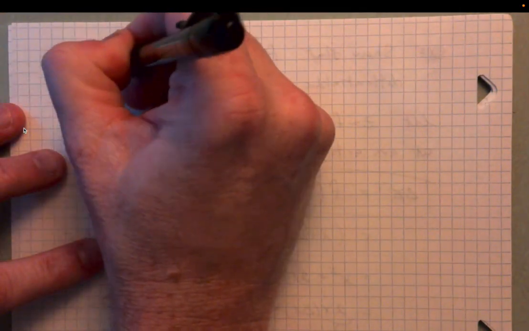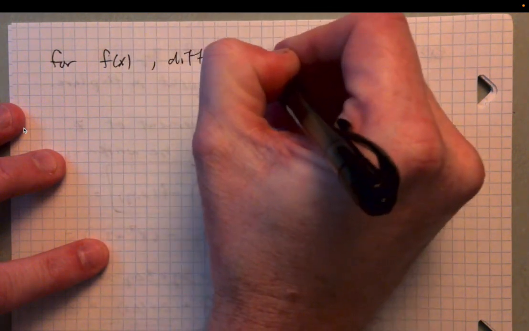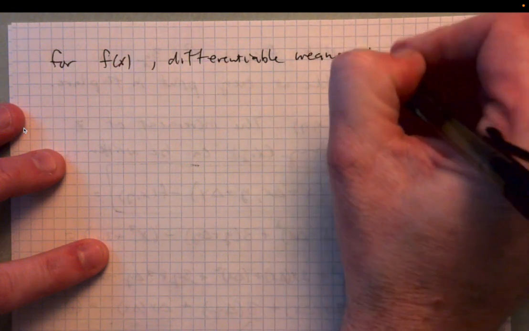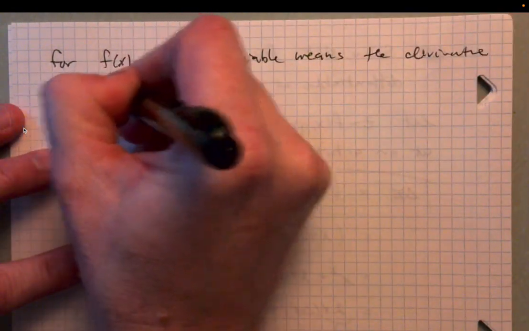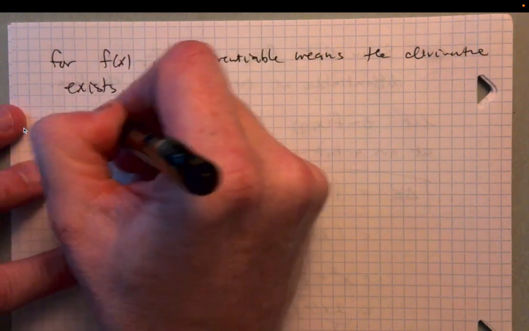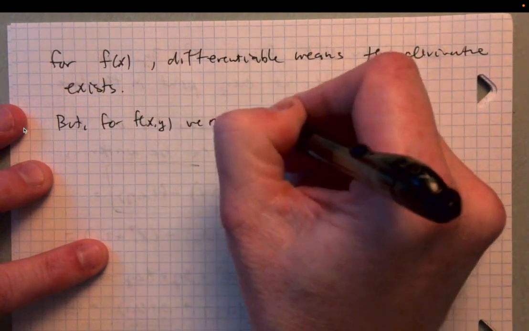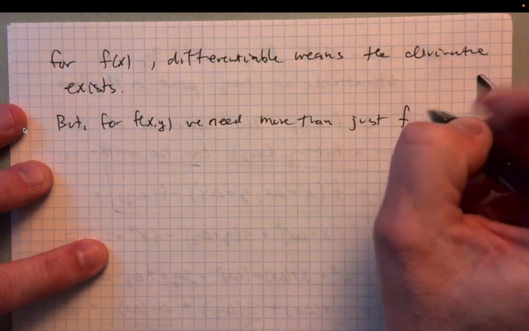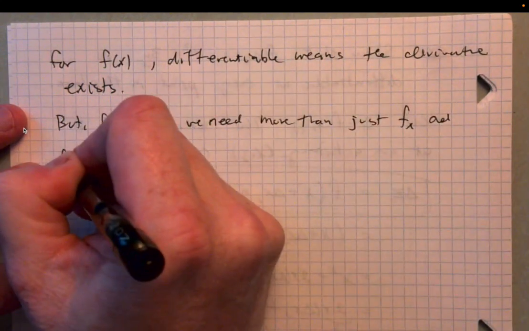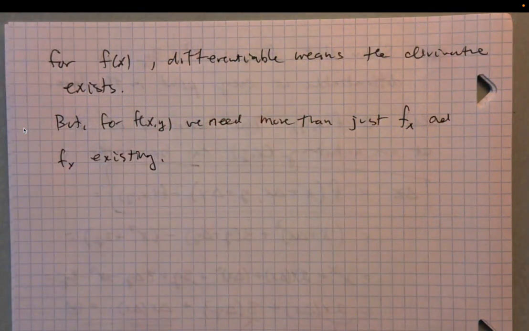So for f of x, differentiable means the derivative exists. But for f of xy, we need more than just f sub x and f sub y existing. Okay, so we'll need more.